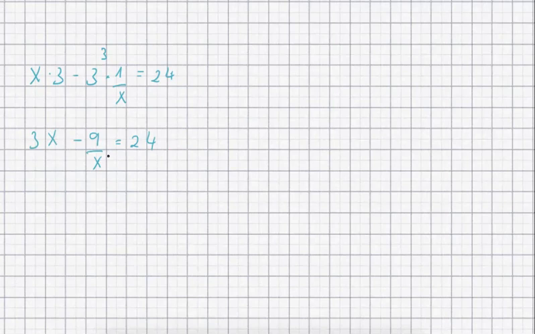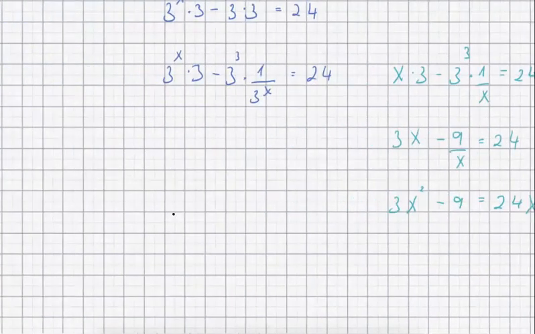How do you do it? Eliminate it. No idea. We can multiply by x. Everything. And then we have 3x squared minus 9 equals 24x. Does this make sense? Yep. Okay. Let's do the same thing here.